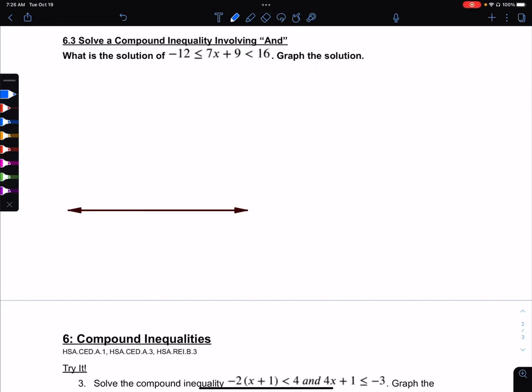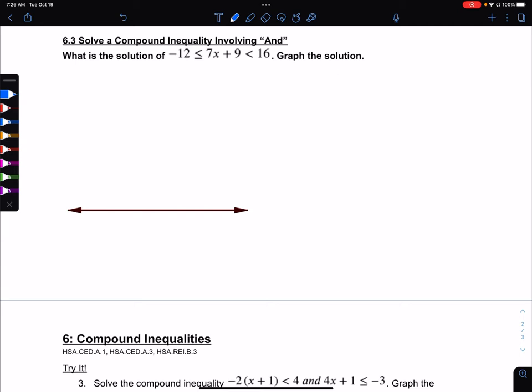Here we're going to look at topic 6, example 3, solve a compound inequality involving "and." What is the solution of negative 12 is less than or equal to 7x plus 9 less than 16, and then graph the solution. I'm actually going to show two ways to do this, and you can choose your preferred method.